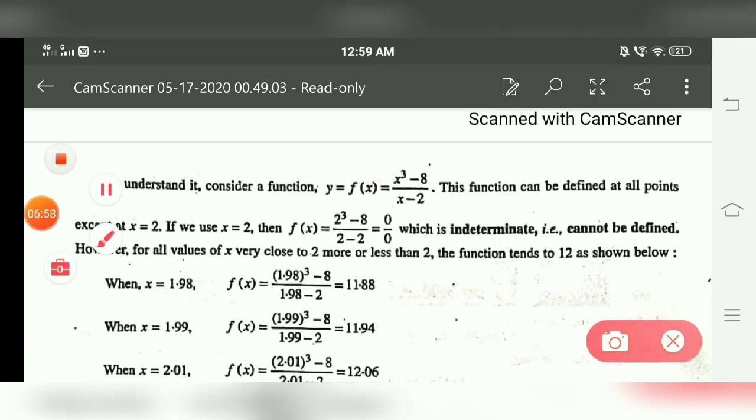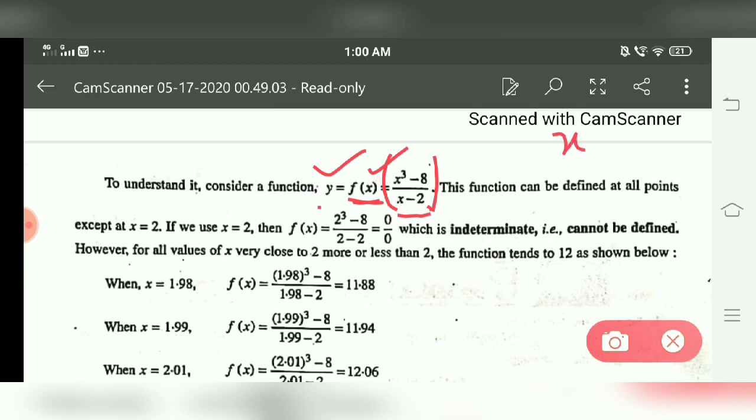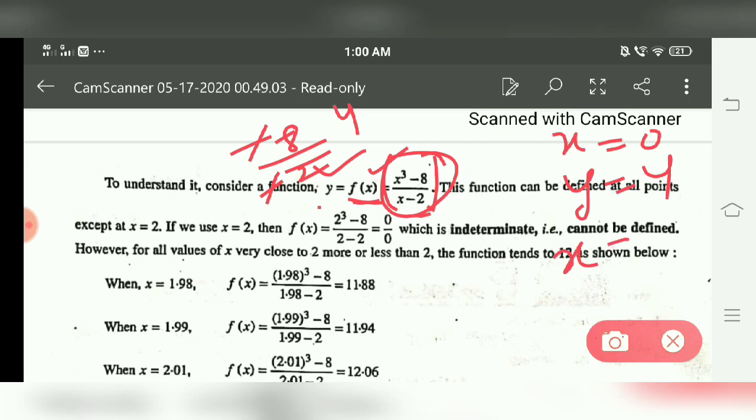Suppose we have a function y equals f(x) equals this. So y is a function of x, so we can write it as f(x). Now here, if we substitute x equals 0, then it has some particular value. What's that value? It is minus 8 upon minus 2, that is 4. Then y equals 4. If we substitute x equals 1, then we have a value according to that.